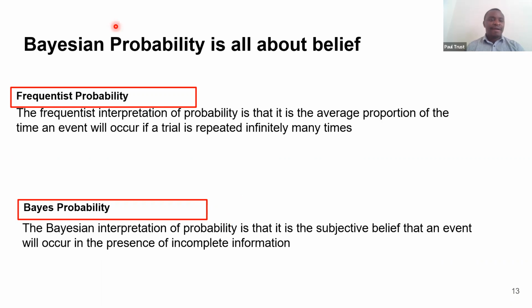Frequentist probability would say the probability of having a girl child is this. But according to Bayesian probability, there is no probability of an event. And why is it so? It's because according to Bayesian probability, your belief, that's why we are saying it's a subjective belief, updates as information arrives.